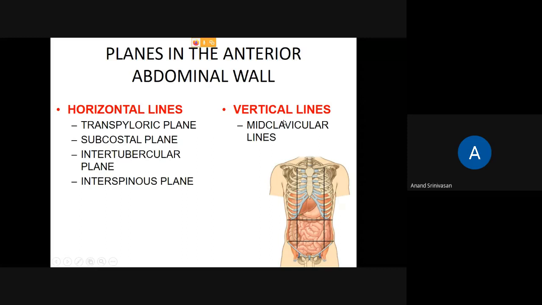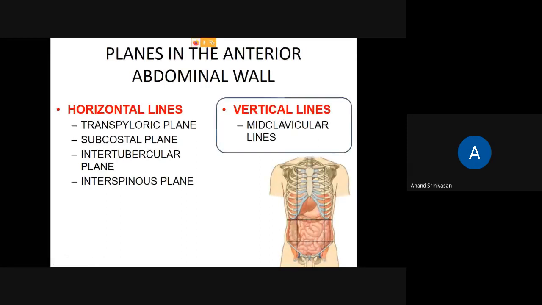Coming to the vertical planes, it is quite easy. It is the mid-clavicular line. Take the sternal end of the clavicle and the lateral part of the clavicle, that is the acromion process, take approximately the midpoint between them and drop a straight line. That is the mid-clavicular line.